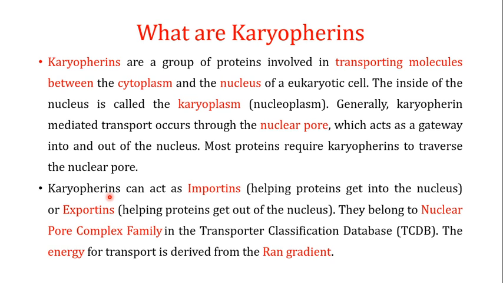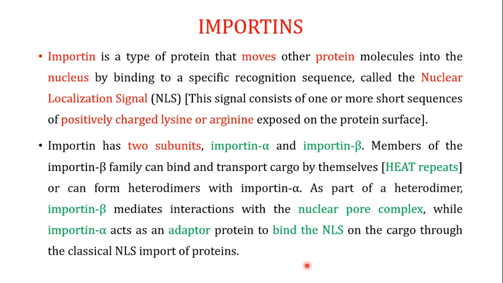Karyopherins belong to the Nuclear Pore Complex Family in the transporter classification database, and the energy for this transport, the movement of molecules from the cytoplasm into the nucleus or from the nucleus into the cytoplasm, is derived from a Ran gradient that we will be discussing in detail. In this video, I want to focus only on the Importins. Importins are a class of the Karyopherins that move other protein molecules into the nucleus by binding a specific recognition sequence called the Nuclear Localization Signal.